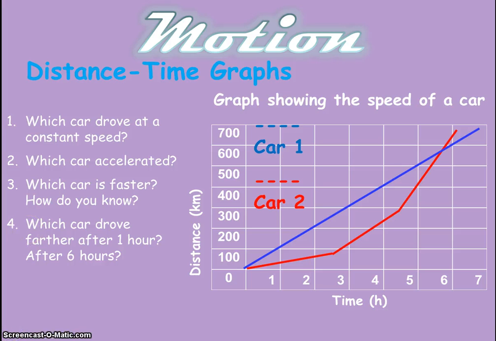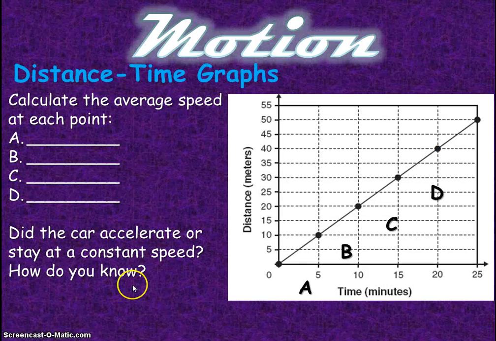Which car is going faster on average? Well, clearly the car that gets there first, right? That makes every bit of sense. So on average, car 2 traveled faster because it got there first. It took less time to go the same distance. Got there first. And which car drove farther after 1 hour? Well, obviously car 1 drove further, but then after 6 hours, clearly it was car 2. So we need to be able to read and see what is going on. This is the amount of time it takes us, and this is the distance we're going in that time.